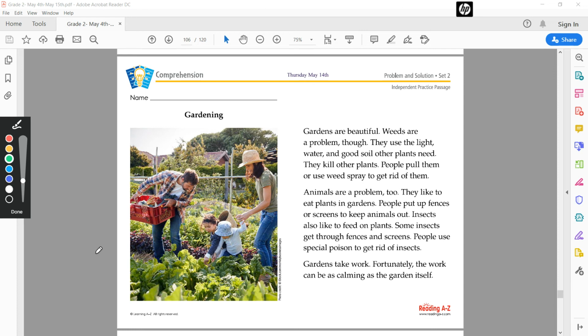So think about what's the problem? What's a possible solution? Remember, there could be more than one problem and more than one solution in a text. Animals are a problem too. They like to eat plants in gardens. People put up fences or screens to keep animals out. Insects also like to feed on plants. Some insects get through fences and screens. People use special poison to get rid of insects. Gardens take work. Fortunately, the work can be as calming as the garden itself.